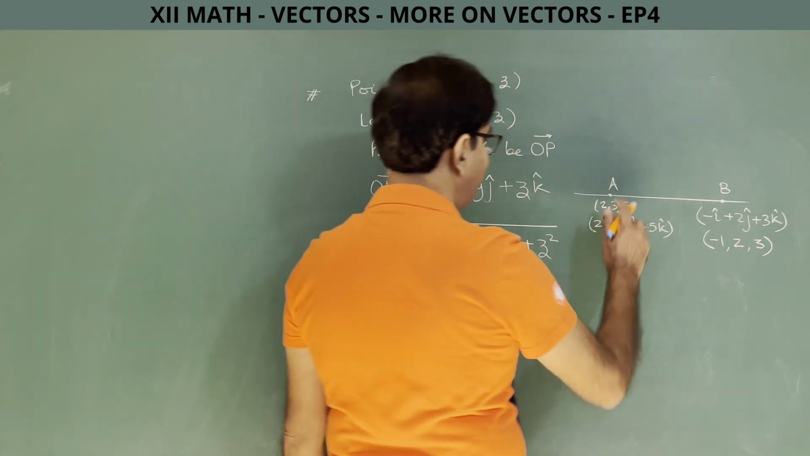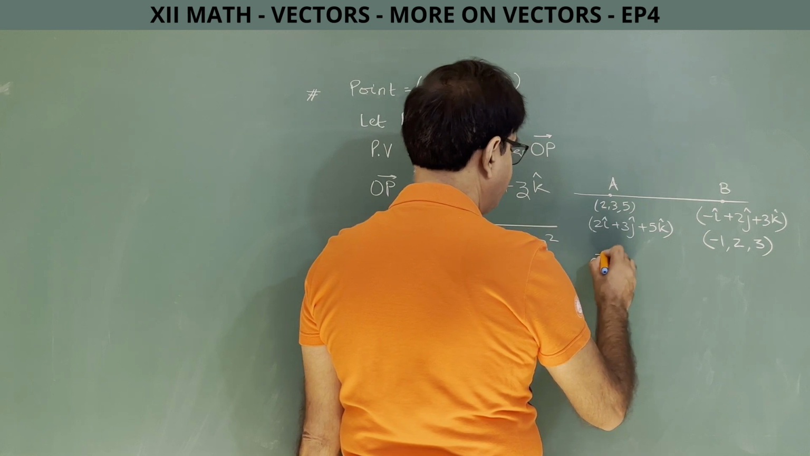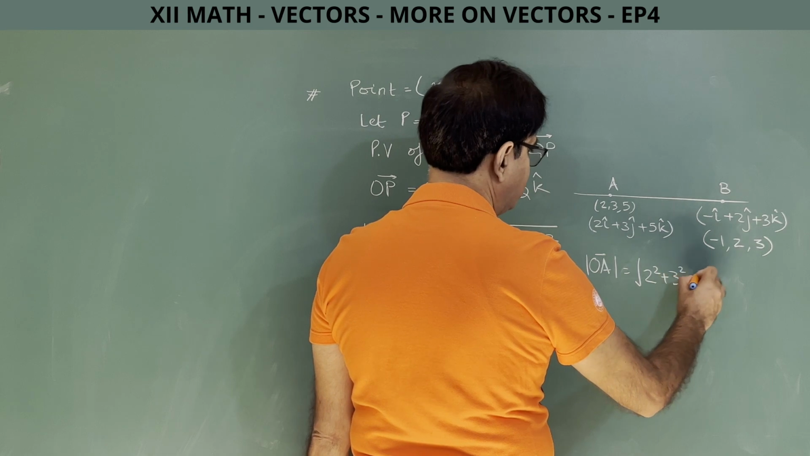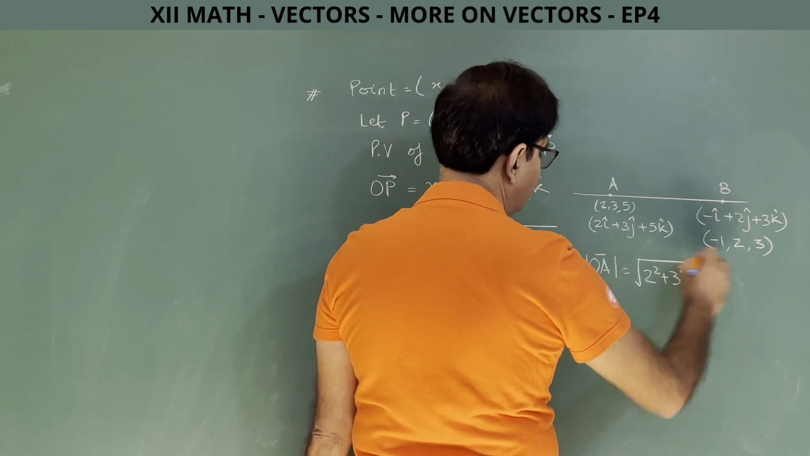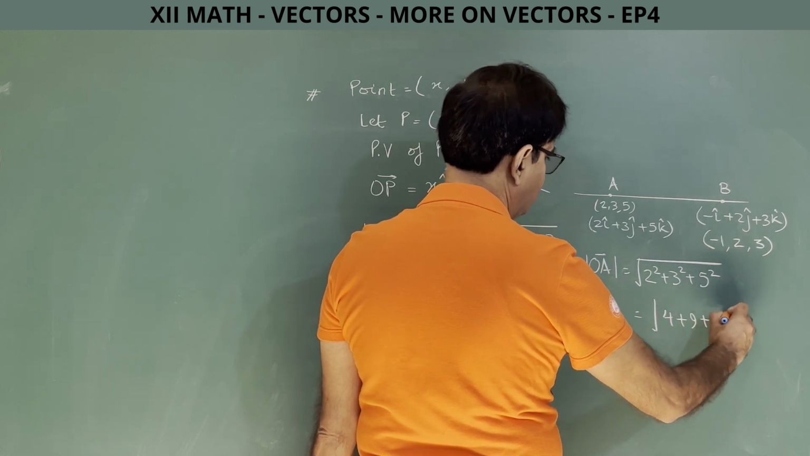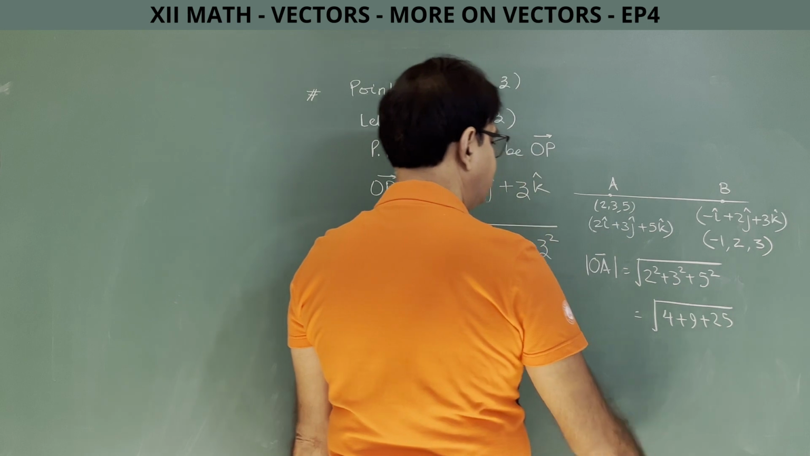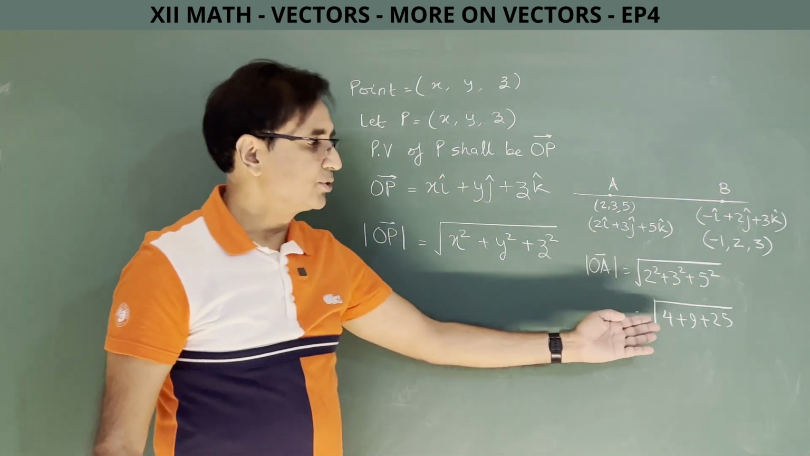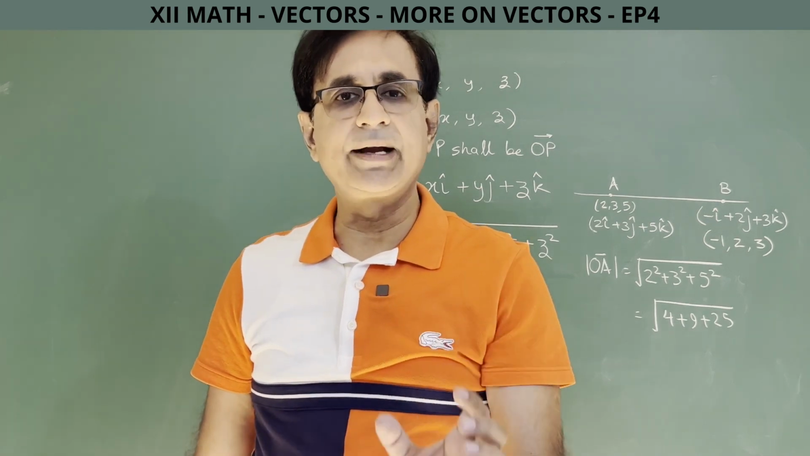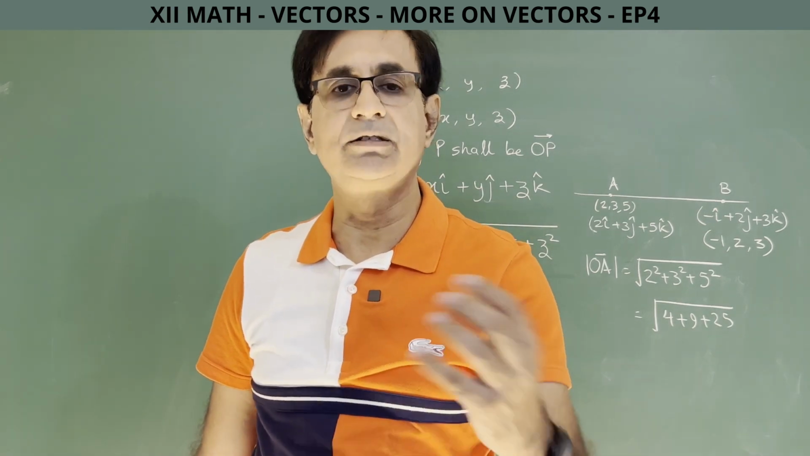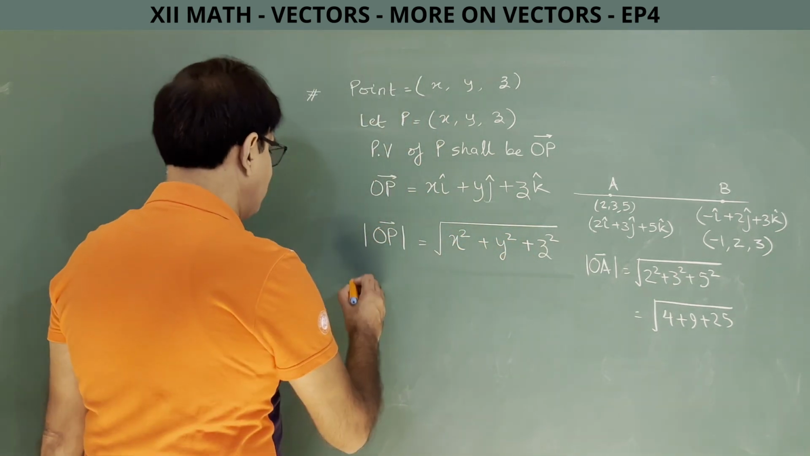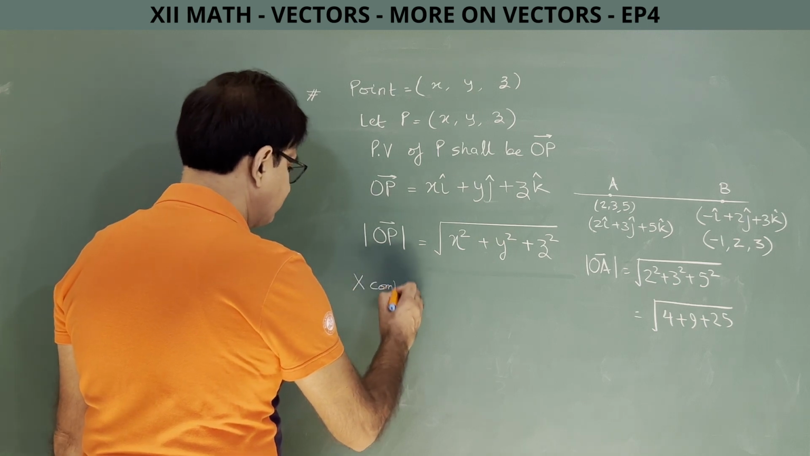So now can you tell me what is the magnitude of vector OA? The magnitude of vector OA will be the square root of 2 square plus 3 square plus 5 square, and you can calculate it: 4 plus 9 plus 25. Alright. So it is so simple. You are given the coordinates of the point, you take a few seconds to write its position vector, and you take a few more seconds to find the magnitude of that vector. Now, what do you mean by the x component of this vector?